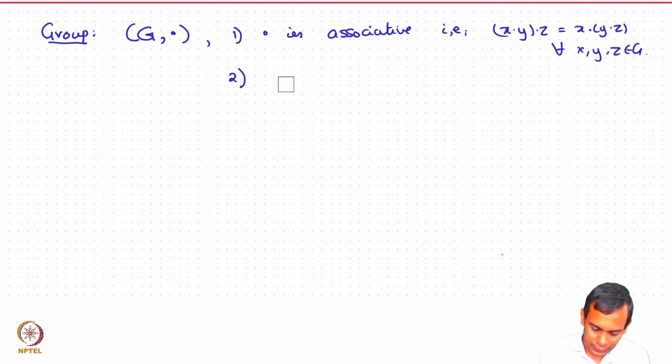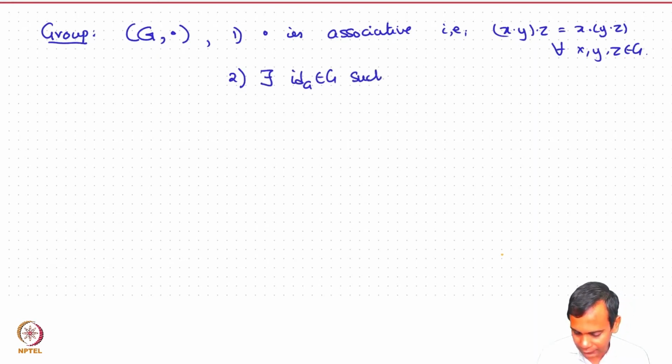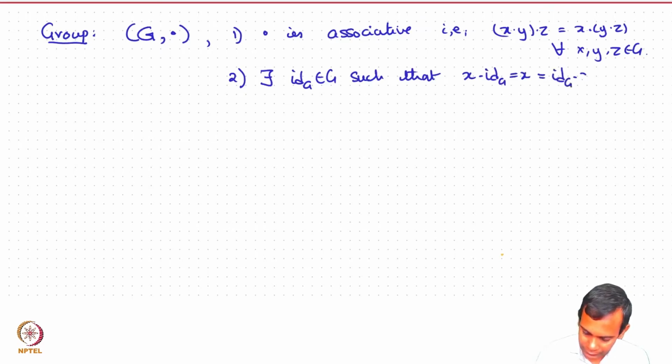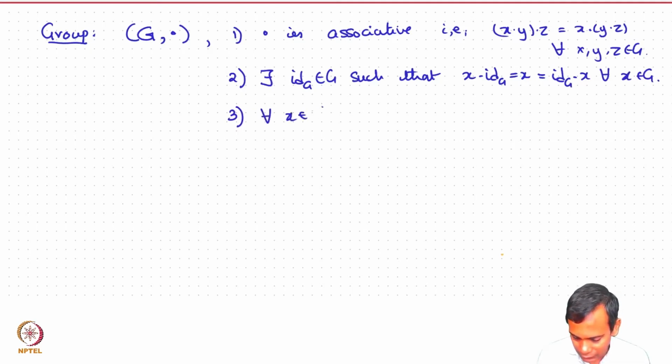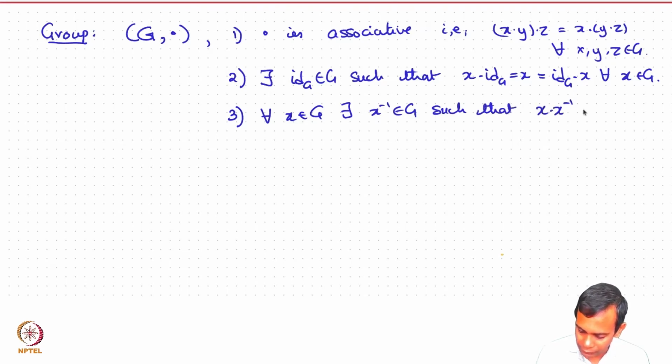Oh no, but first I should state the identity axiom. There exists an identity in G such that X dot identity is equal to X, and that is also equal to identity dot X for all X in G. And the third axiom is the axiom of the inverse. So this is the associativity, identity, and inverse axiom. For every X in G, there exists X inverse in G such that X dot X inverse is equal to identity G, and that's also equal to X inverse dot X. So these are the axioms for a group.